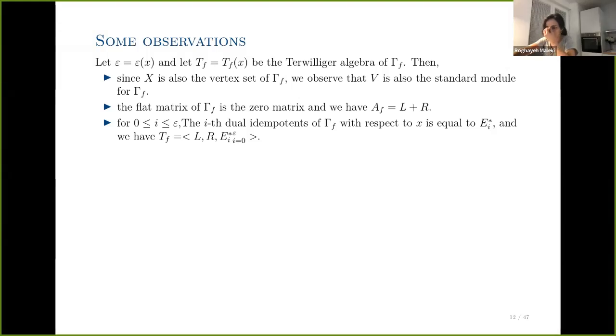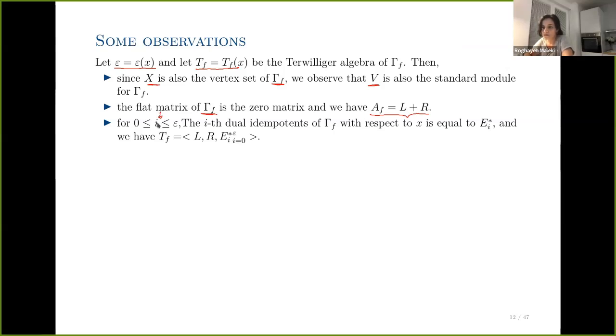And now I would like to talk a little bit about the properties of this graph. So again, we assume that this is our eccentricity of X, the Terwilliger algebra of the graph gamma F. Then, as I said, X stays the same for the vertices of the graph gamma F, and this vector space V is in fact the standard module for gamma F as well, because we didn't change any vertices of the graph. The flat matrix of the graph gamma F is 0, and so we have the adjacency matrix of gamma F to just be the sum of the raising and lowering matrix.